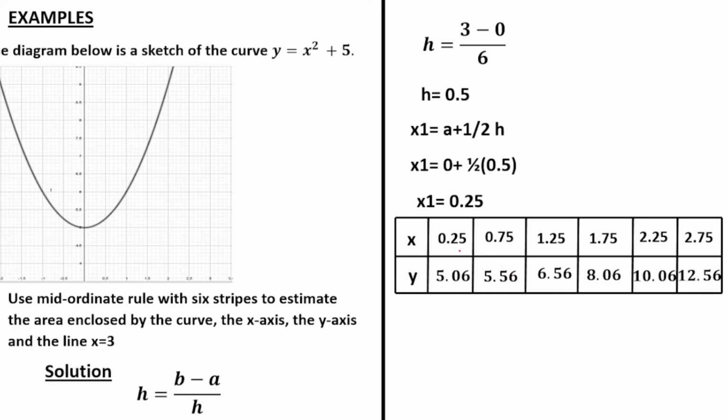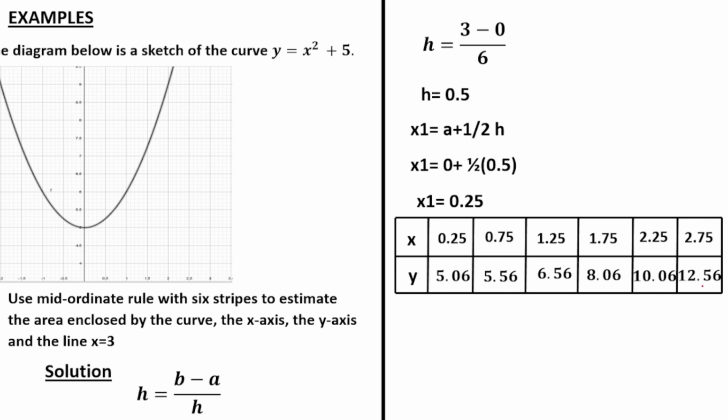The way I am obtaining the x, as we said, is we simply take the first x, that is 0.25, and then add the value of h. So 0.25 plus 0.5 is 0.75. 0.75 plus 0.5 will give you 1.25. That's how you can get the subsequent values of x, and then the corresponding values of y are obtained by substituting x, for example 0.25, in the equation of the curve, that is x squared plus 5. You get the corresponding value of y individually, then you continue until you get the last value as 12.56.